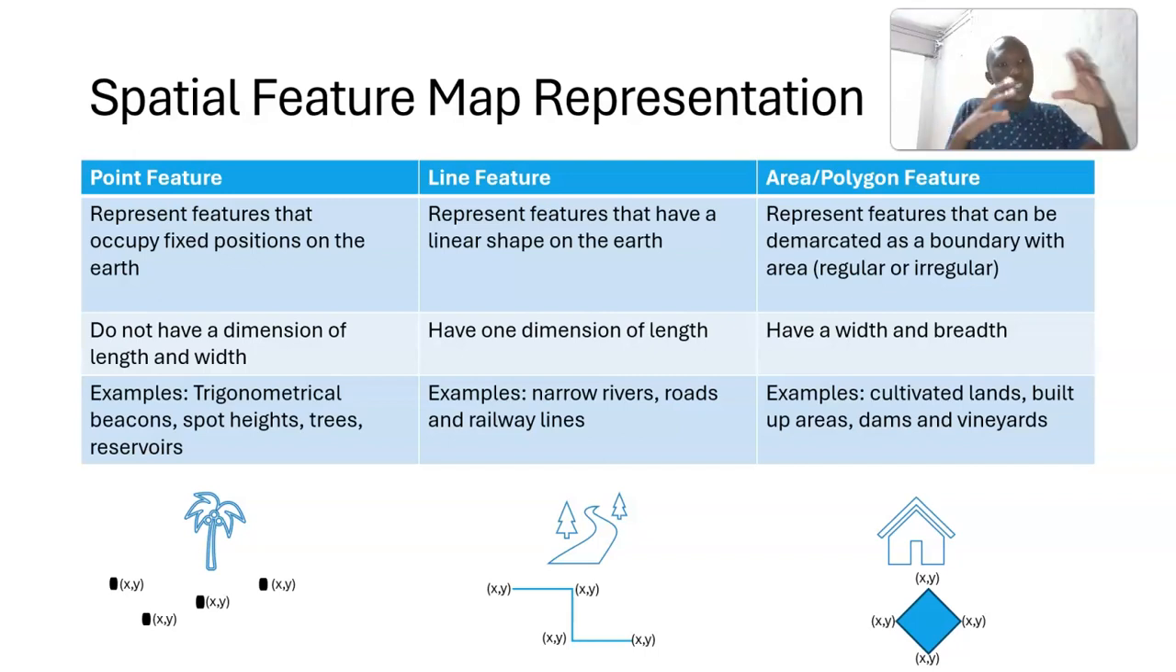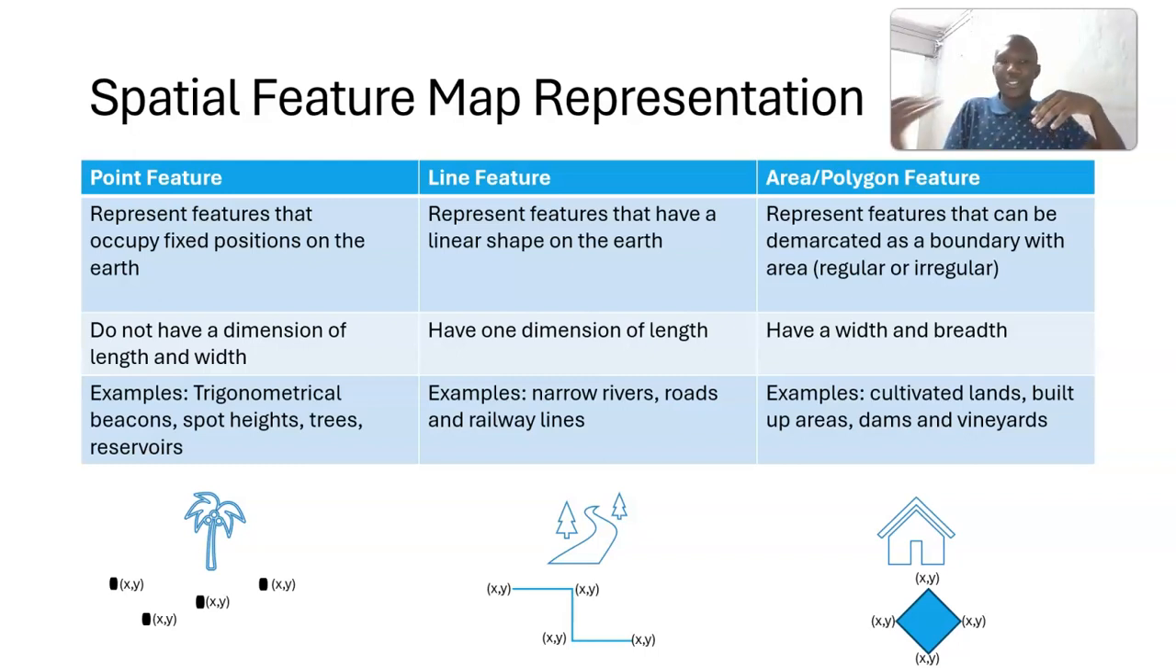That's the important part. It has to have an area, so the boundary has to be enclosed, which then means we're looking at things like built-up areas. We're looking at things like dams, which is the dam we saw in the example before. We're looking at vineyards, cultivated land, etc., etc.